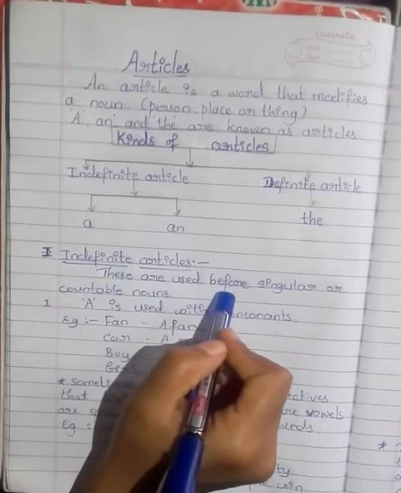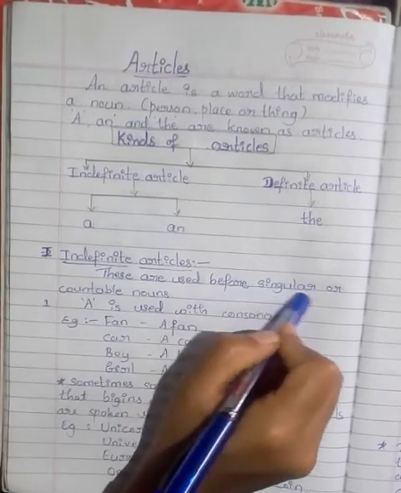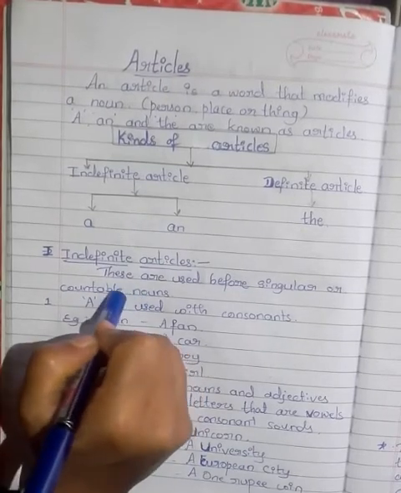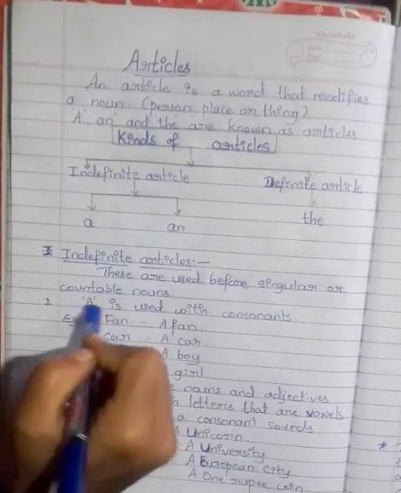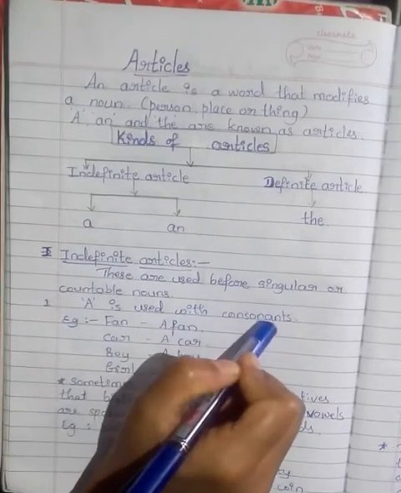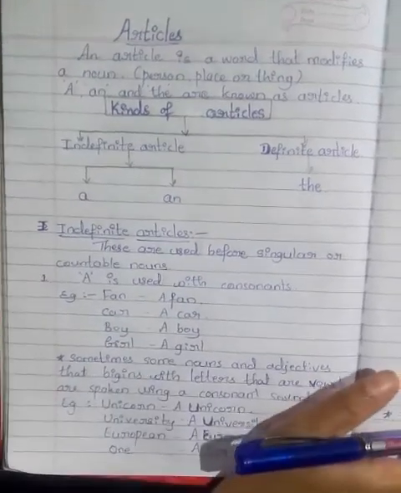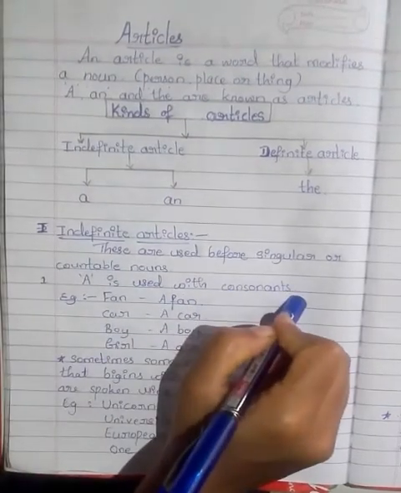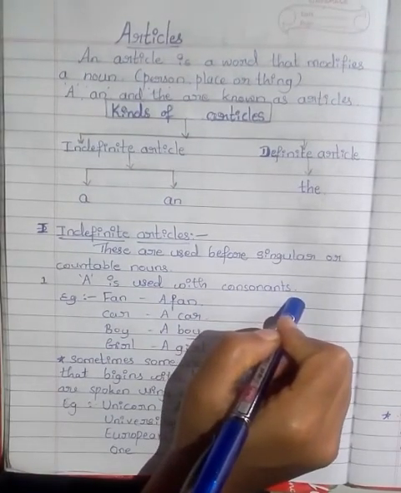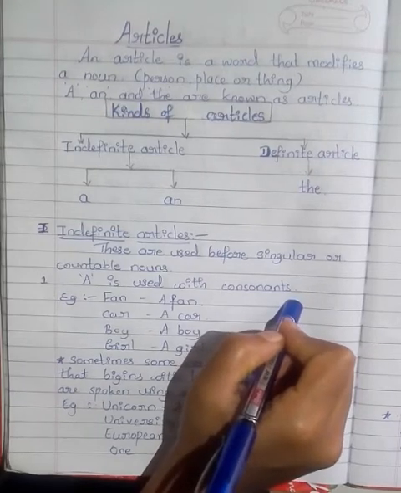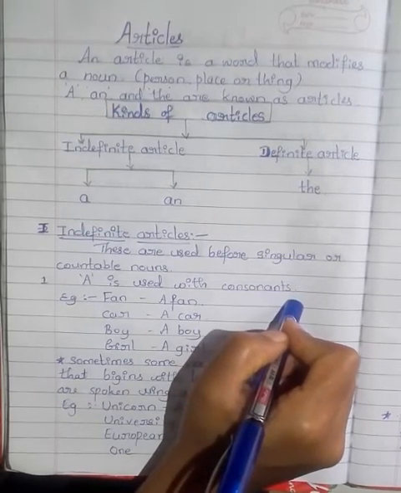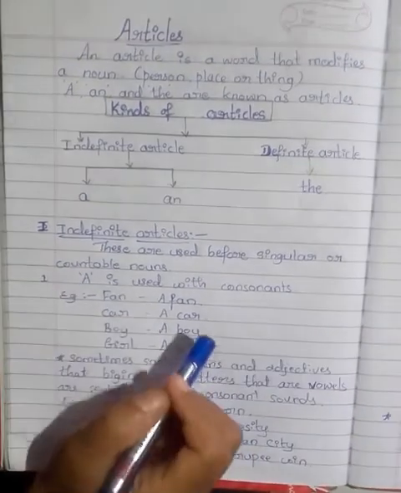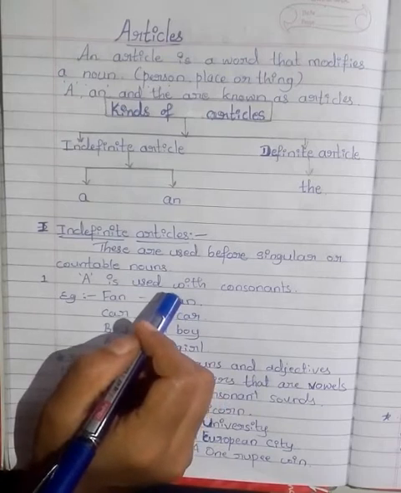These indefinite articles are used for only singular or countable nouns, students. Understood? A is used with consonants. How to use A? Students, A is used with consonants. As you know students, there are 26 letters in English, 21 consonants and 5 vowels. For the 21 consonants we will use A and for the 5 vowels we will use an.